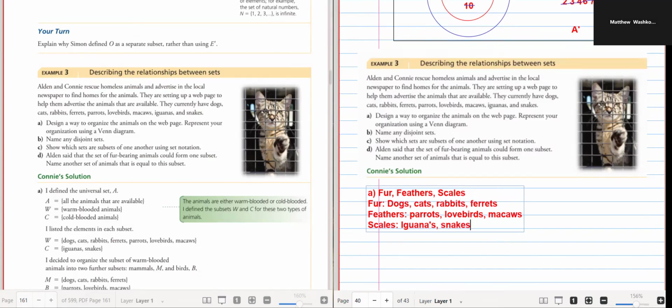So let's organize this here. First off, the universal set U is going to be all the animals. We have to use proper notation here. We're going to say F is going to be the furry animals.